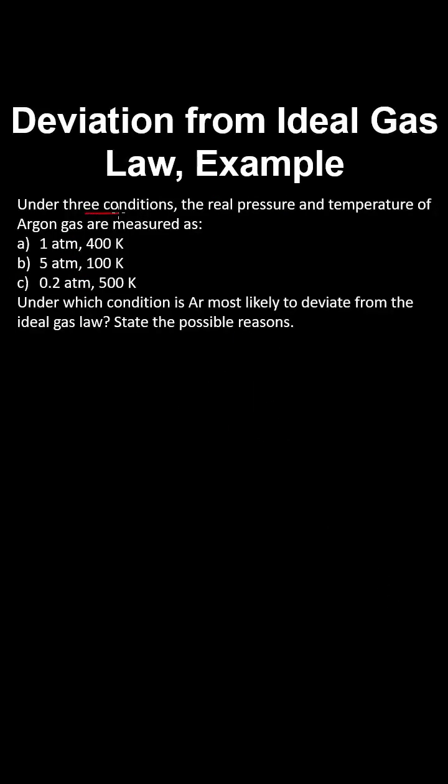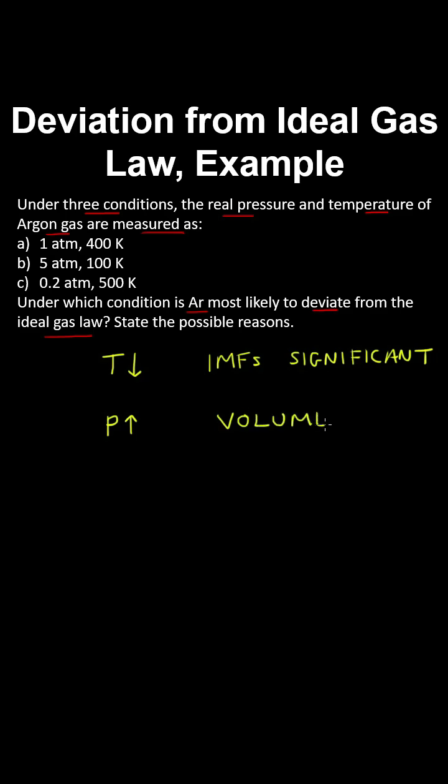Under the following conditions, the real pressure and temperature of argon gas are measured as follows. Now, under which condition is argon most likely to deviate from the ideal gas law? Well, for a lower temperature, the particles are going to be traveling at lower velocities, so the intermolecular forces become significant. And for a higher pressure, the gas particles are going to be more clumped up together, and therefore the volume of the gas particles causes deviation from ideal conditions. So for case B, the pressure is the highest and the temperature is the lowest, so this is the case that's likely to cause the most deviation from ideal conditions.